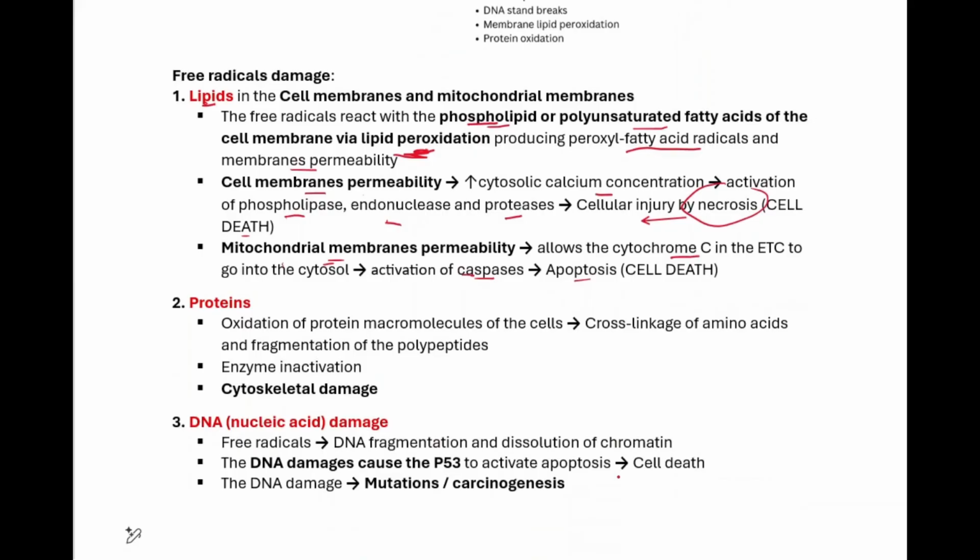So what are the other targets of these free radicals? They could also affect the protein. So they cause oxidation of those proteins, and that leads to cross-linking of those amino acids and fragmentation of them. So this could lead to things like enzyme inactivation, and it could lead to damage to the cytoskeleton. And what was the last target of free radicals, guys? DNA, right? So the nucleic acid. So these free radicals could cause DNA fragmentation, right? So they could break those DNA.